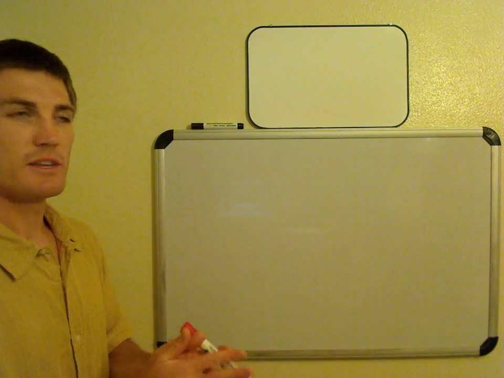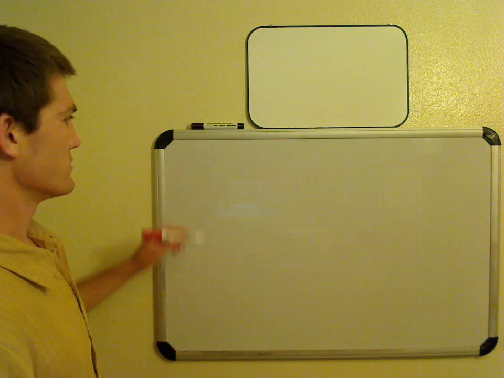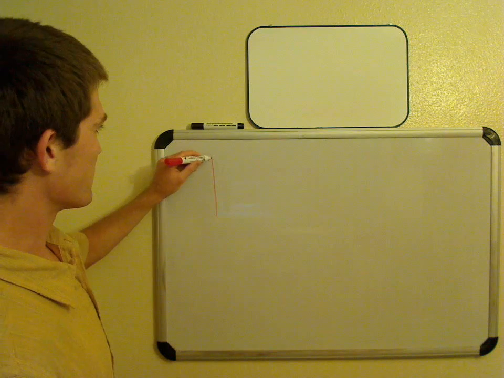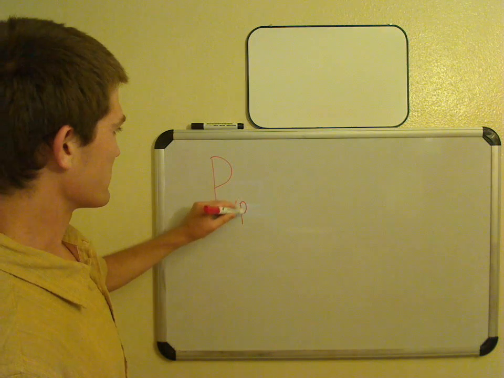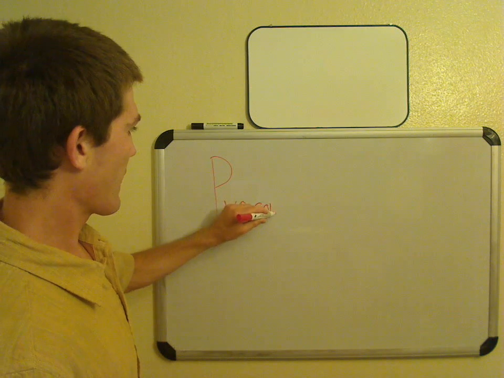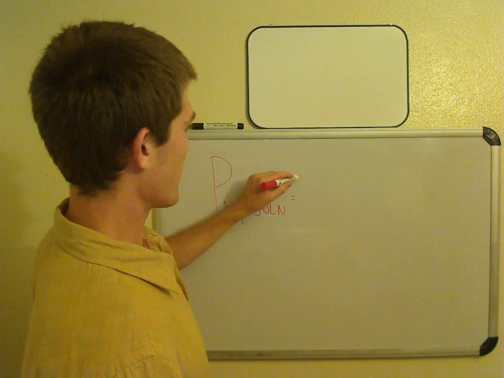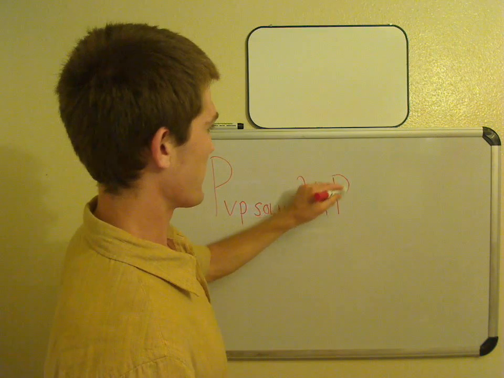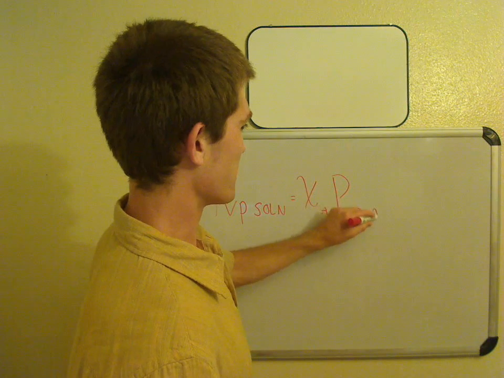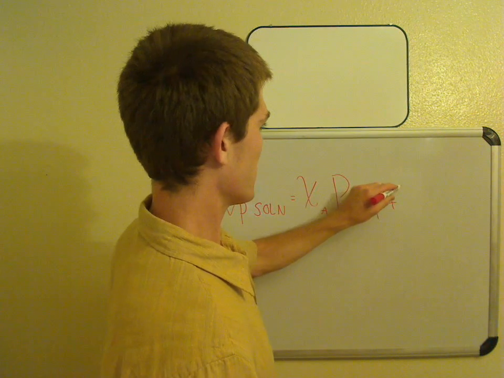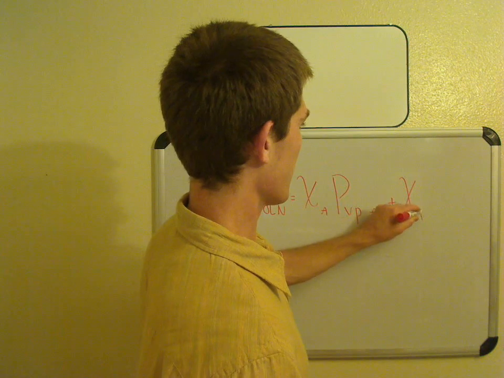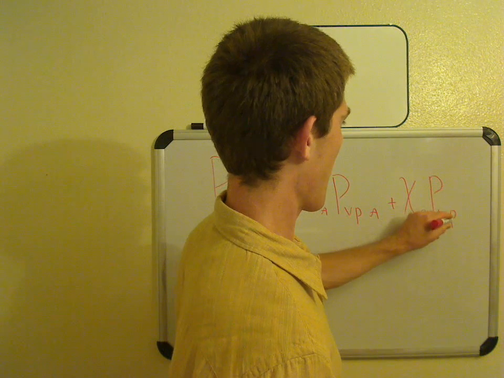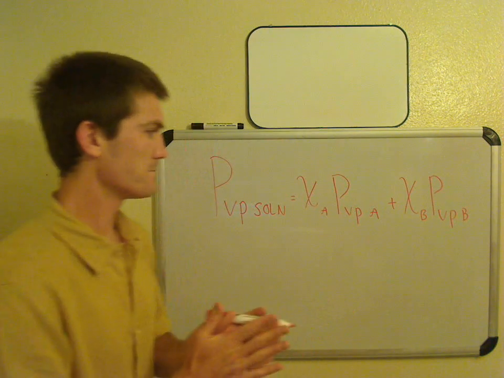So the approach that we need to take, the equation we need to use to solve this, is knowing that the vapor pressure of the solution equals the mole fraction of one component multiplied by the vapor pressure of that component plus the mole fraction of the second component multiplied by the vapor pressure of the second component.